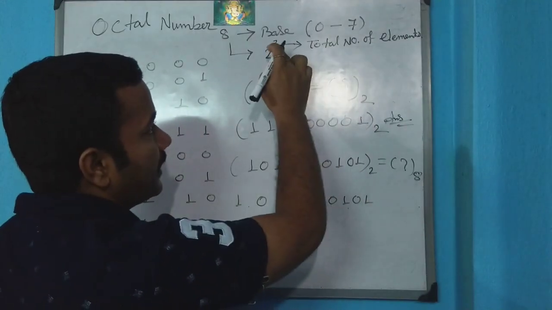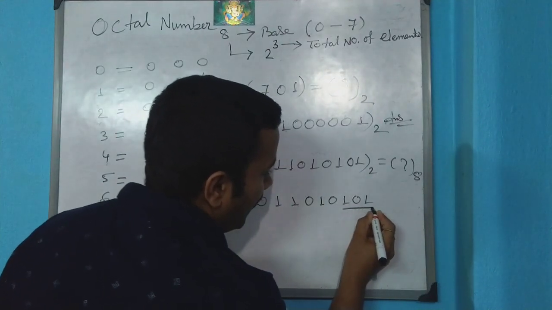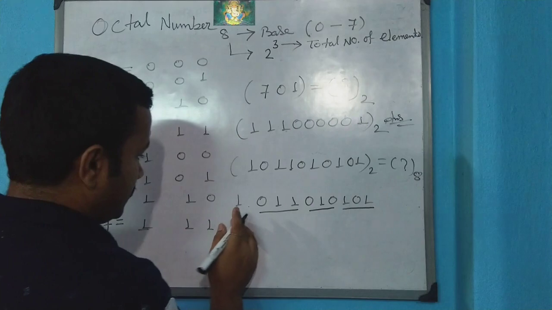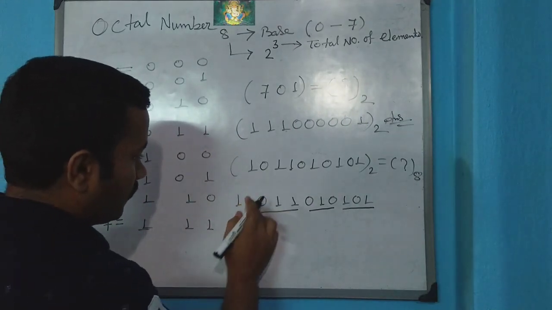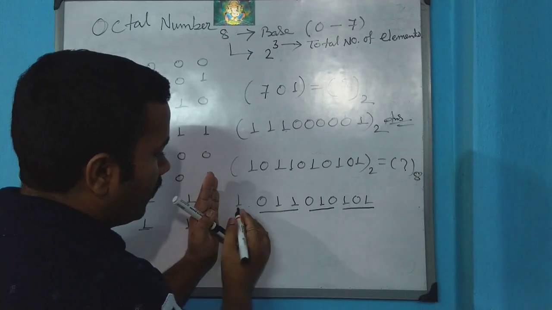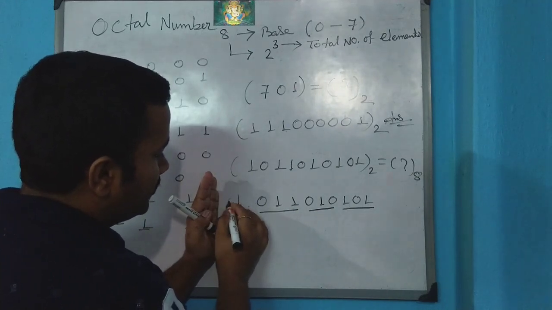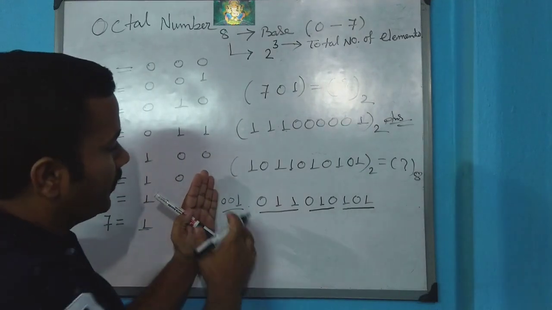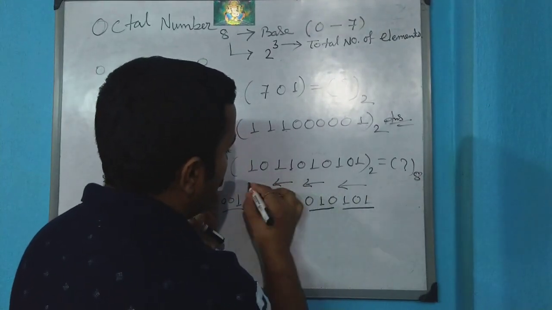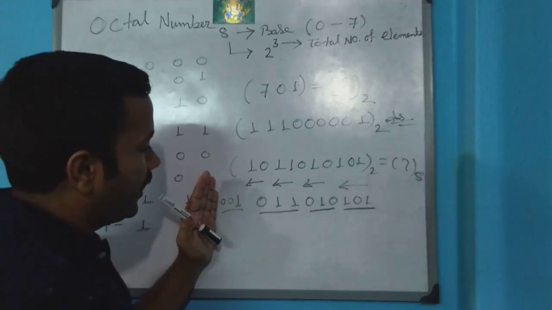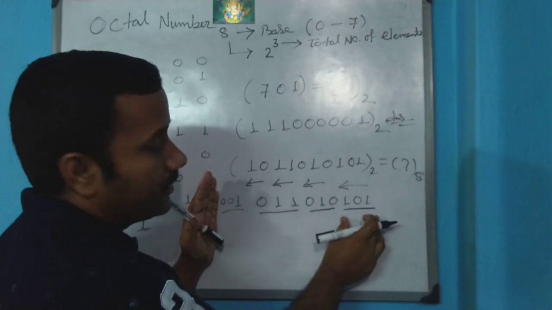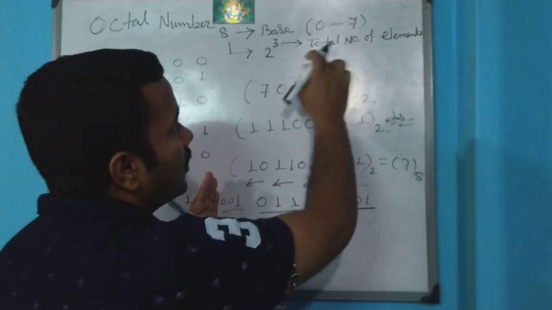Total number of digits is 3. So mark 3 digits in a single line, only 3 digits here. Before the single 1 here, that means 0, 0. Clear? Before this number means 0, 0. Always calculate from right to left. Draw a line from right to left with 3 digits in a single line. That means the total number of elements is 3.